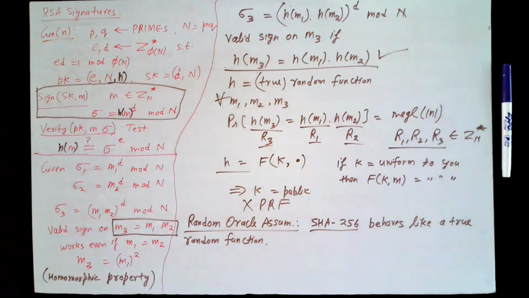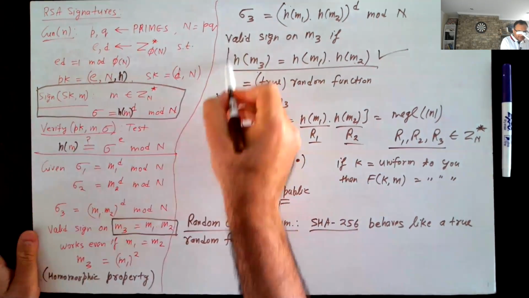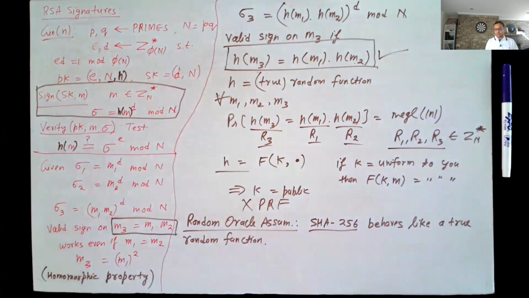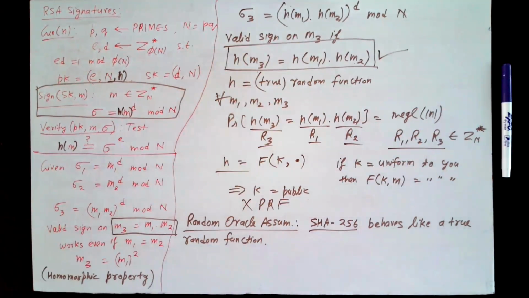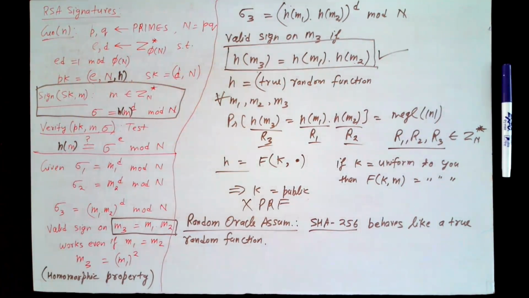Why does a single collision resistant hash function not work? I mean, how can you prove that this equation is hard to satisfy for collision resistant hash functions? Collision resistance does not imply that this cannot be done. It is difficult to find an M with H of M3 equal to H of M1 times H of M2, right? So it is very difficult to find an M such that H of M is equal to H of M1 times H of M2, like that.